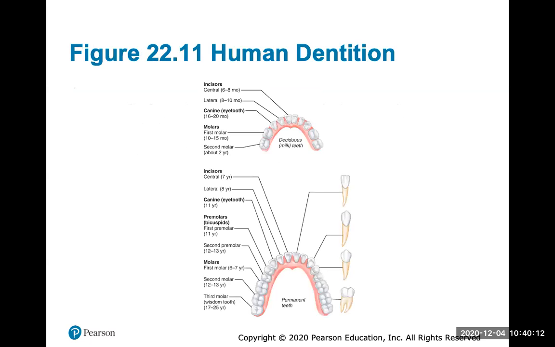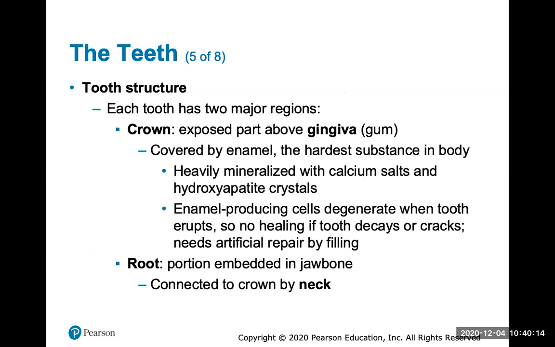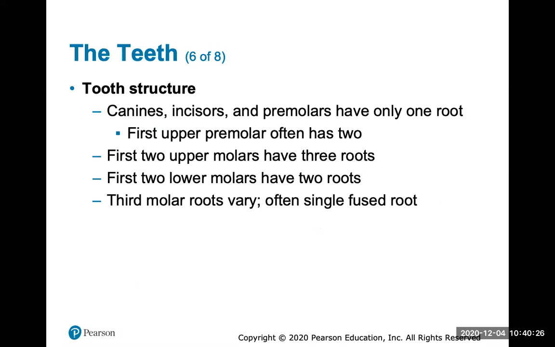We'll go a little bit through the anatomy of the teeth. So the crown is the exposed part above the gum, and it's covered by enamel, the hardest substance in the body. The root is the portion embedded in the jawbone and it's connected to the crown by the neck. And you have different types of teeth, the canines, incisors, and premolars, and then the molars.